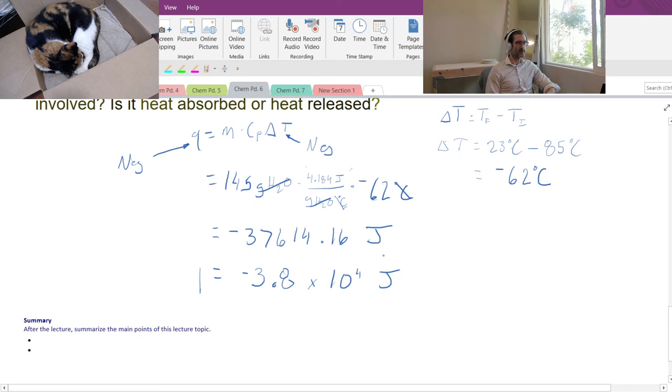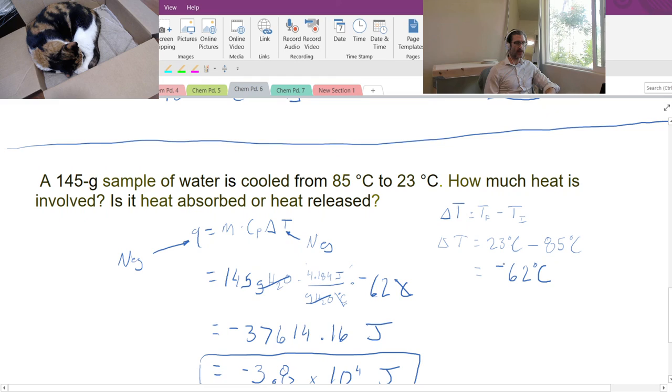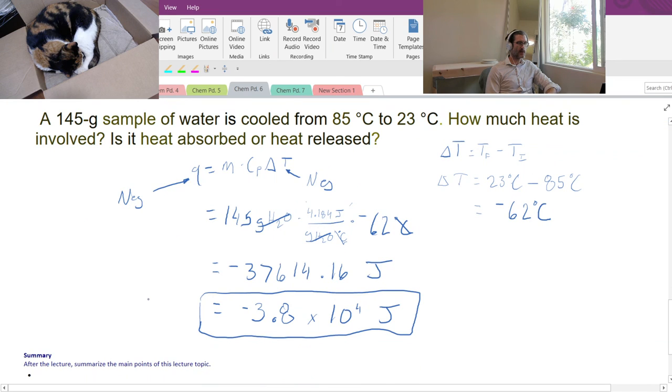So since heat is flowing out of the system because water is cooling, the end point of the system, the T final, has less energy than the starting point. The only way for that to happen is, of course, for heat to be released into the surroundings. So, a couple of takeaways. Cooling releases heat.